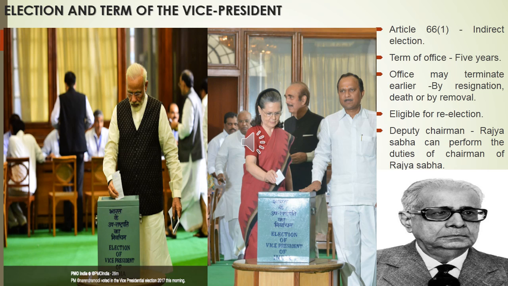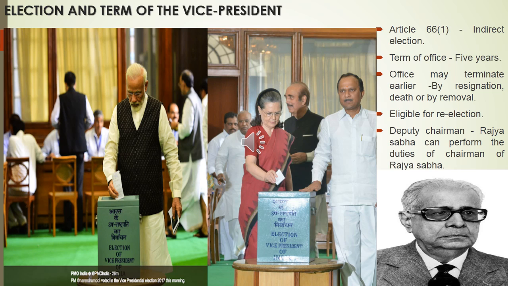Suppose the Vice President performs the duties of the President, or his seat becomes vacant, then the Deputy Chairman of the Rajya Sabha performs the duties of Chairman of the Rajya Sabha. If the post of the President lies vacant, the Vice President acts as the President.